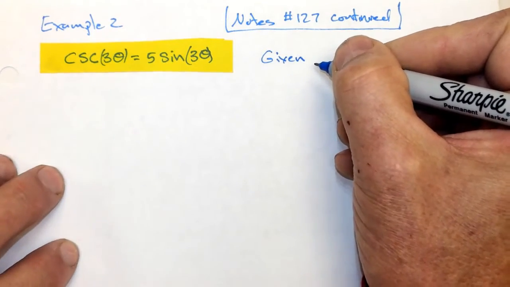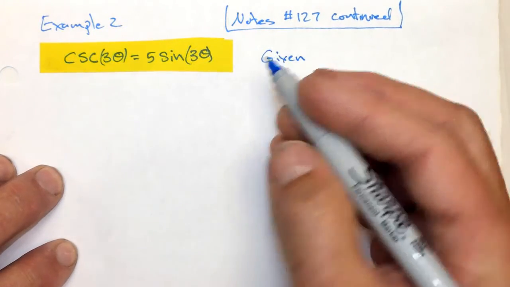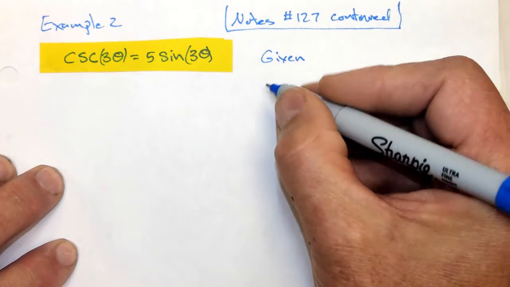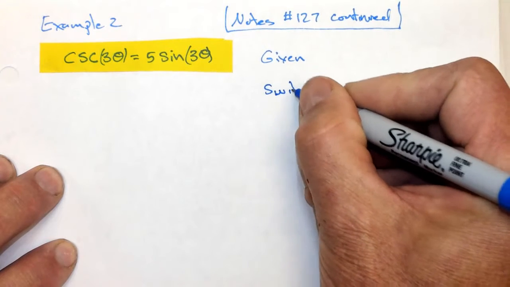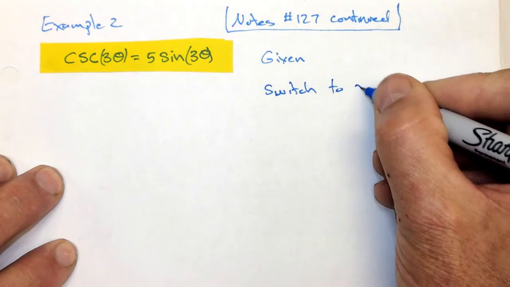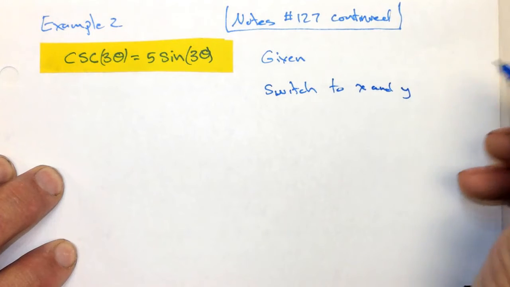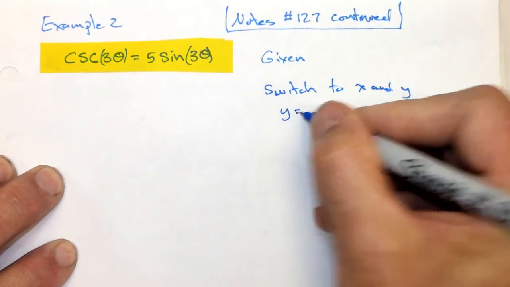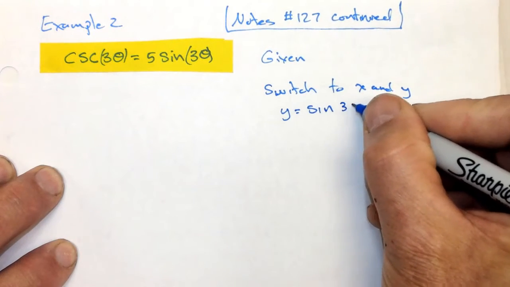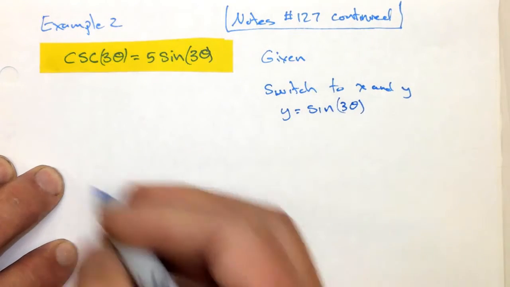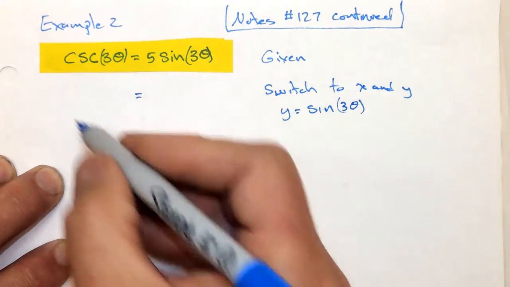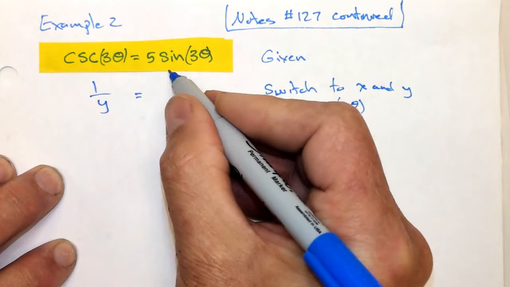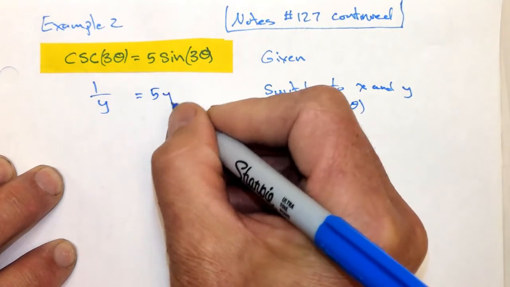And so the method is going to be just solve it like normal, and then we'll deal with the 3 theta. So the best idea is to switch to x and y. And in this case, I have y equals the sine of 3 theta. So I'm going to do that. So this would be cosecant, that's 1 over y, and sine, that's y, so that's 5y.